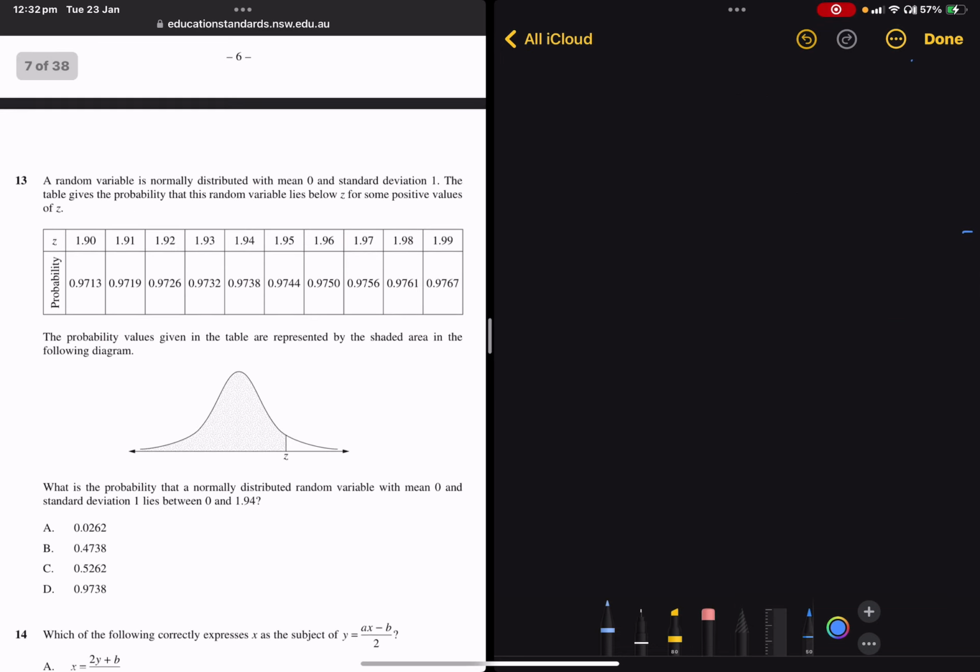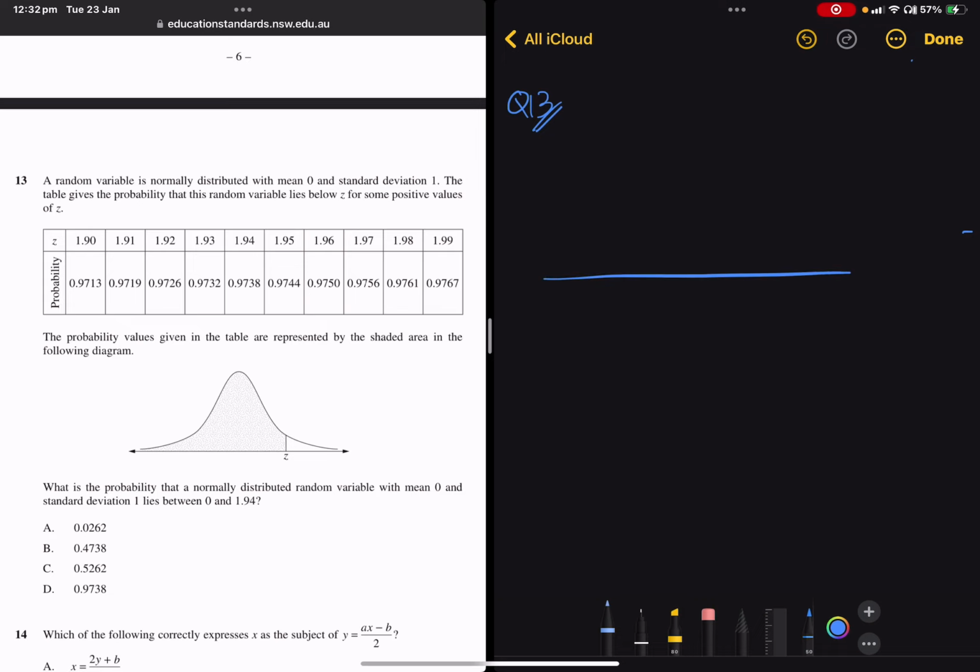So question 13. We're told a random variable is normally distributed with a mean of 0 and a standard deviation of 1. The table gives the probability that this random variable lies below z for some positive values of z. The probability values given in the table are represented by the shaded area in the diagram. What is the probability that a normally distributed random variable with a mean of 0 and standard deviation of 1 lies between 0 and 1.94?